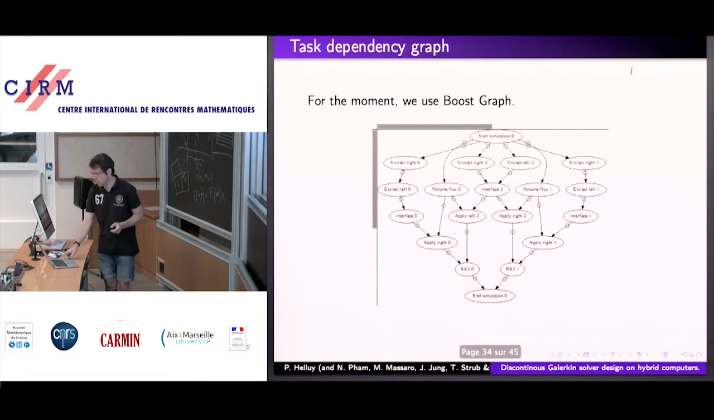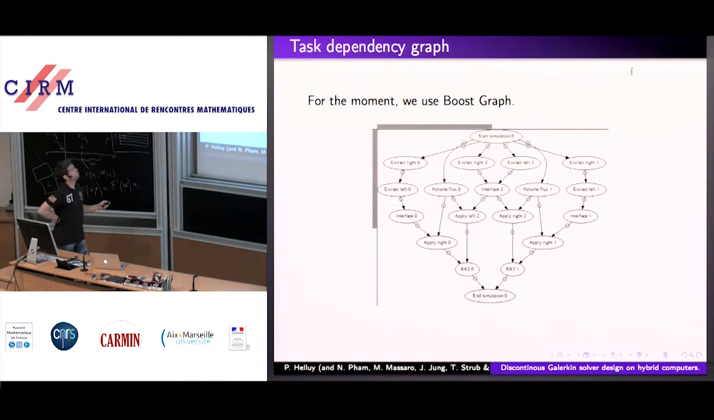So here you have an example of a task graph. You have the beginning of the time step, and then each node of the graph corresponds to a kernel that you will launch. For instance, you have kernels that extract data from the volume to the surface zone, kernels that compute the fluxes inside the volume, and kernels that finish the computation.